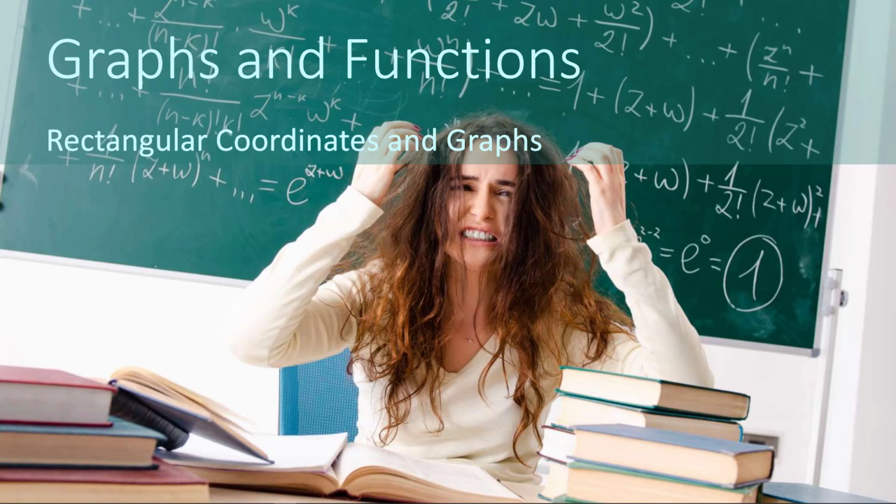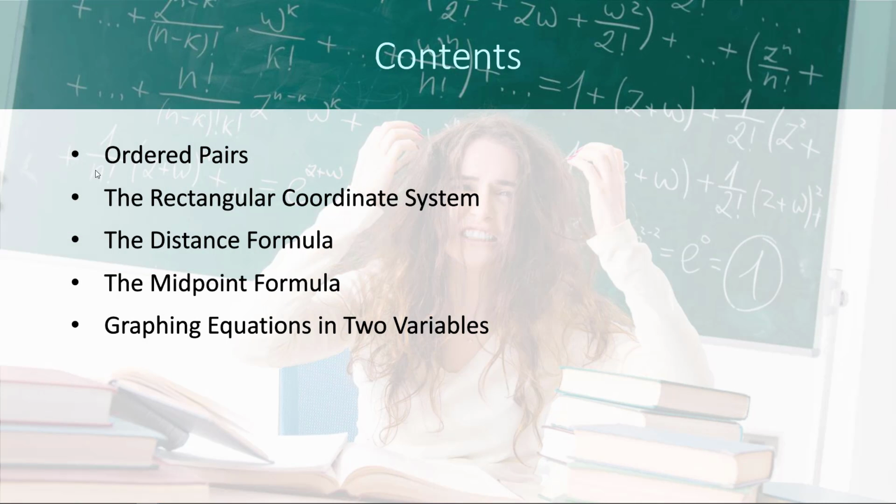Everybody, the purpose of this video is to go over section 1 of chapter 2, and we will be talking about rectangular coordinates and graphs. Specifically, we're going to go over ordered pairs, reintroduce our rectangular, or Cartesian, coordinate system, introduce the idea of the distance formula and how that can be applied to determine right triangles and collinear points, the midpoint formula, and then we will conclude with graphing equations in two variables, specifically graphing quadratic equations in two variables.